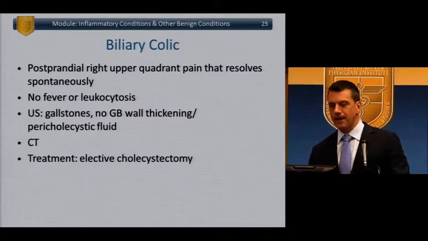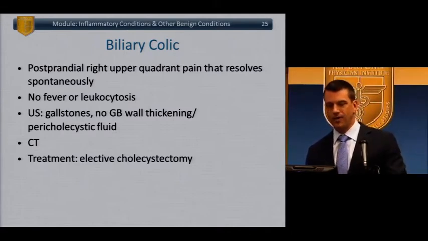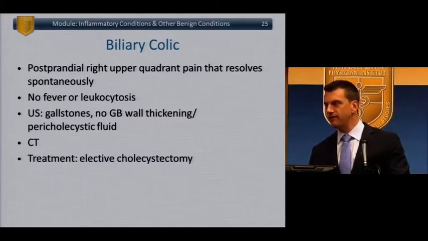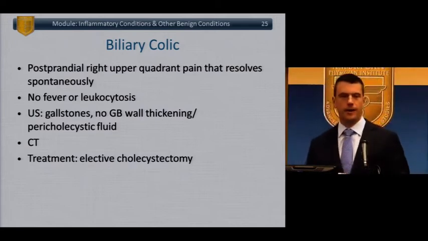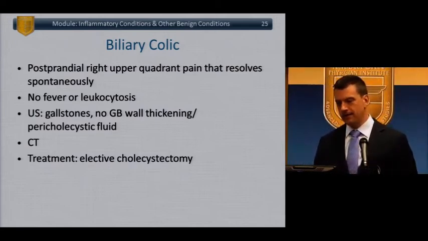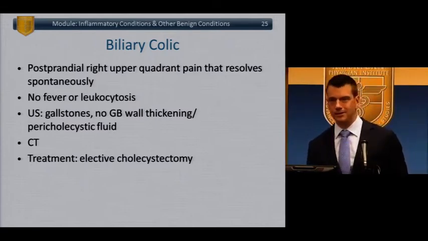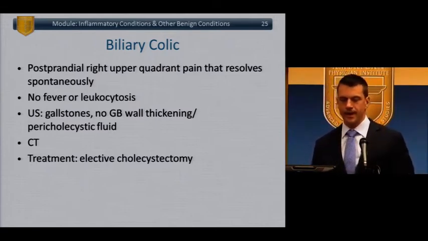Biliary colic is classically postprandial pain that resolves spontaneously. There's no fever, no leukocytosis. On ultrasound, there are gallstones, but there's no gallbladder wall thickening and no pericholecystic fluid. This differentiates it from cholecystitis. CAT scan can be used to show the presence of stones. Treatment is elective cholecystectomy.